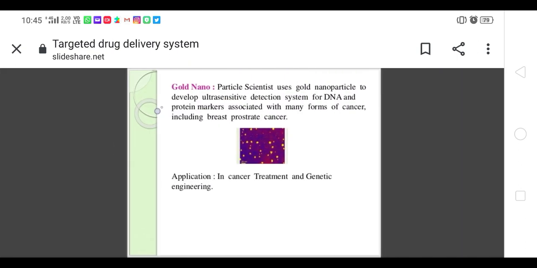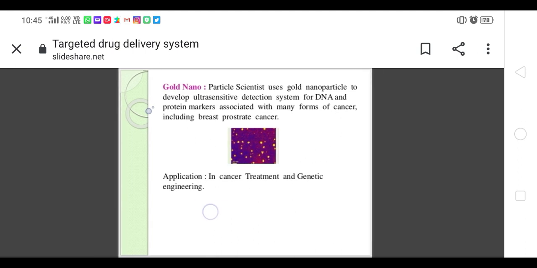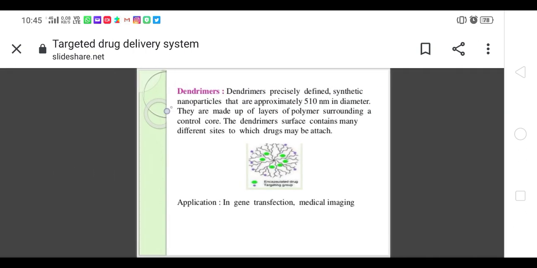Okay. Now gold nanoshells. The scientists use these gold particles or gold nanoparticles to develop ultra-sensitive detection systems of DNA and protein markers associated with many forms of cancer, including breast and prostate cancer, in cancer treatment and genetic engineering. Okay, so it forms this type of carriers. Then these gold nano carriers are again used for cancer treatment and genetic engineering.